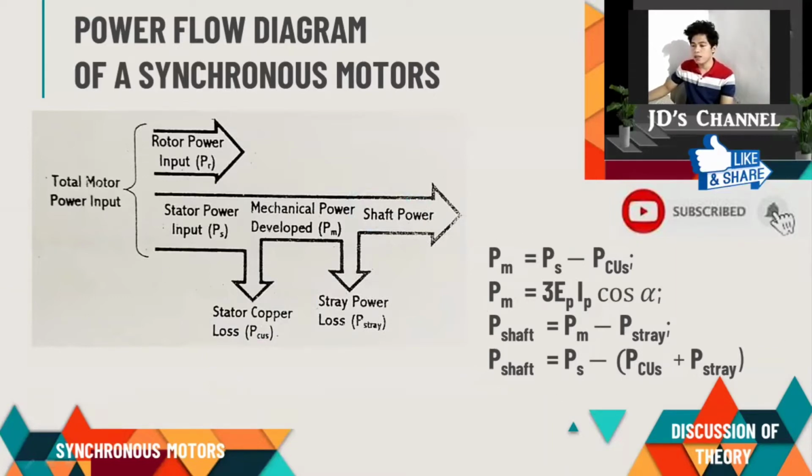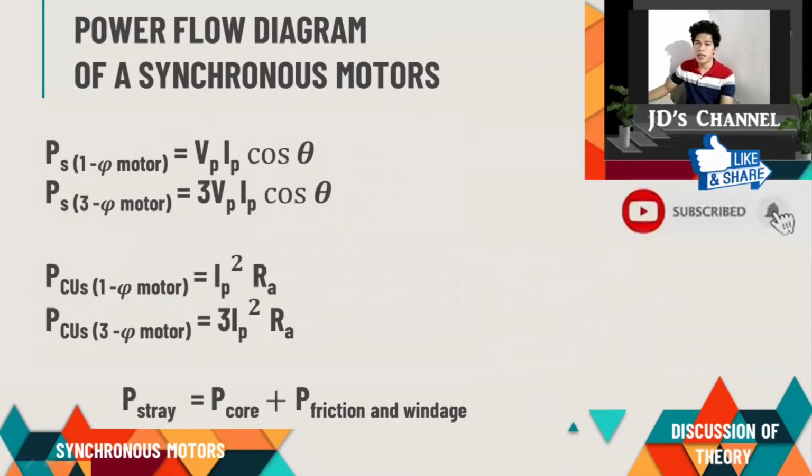So the next one is ito naman yung ating mga formula ng PS kapag siya ay a single phase motor. Tapos meron din naman tayo pagka 3-phase motor. So kapag single phase, we have the E-phase, I-phase, and yung ating cosine theta or the power factor. And pag 3-phase naman, so 3 times E-phase, I-phase, cosine theta or yung ating PF. Ito yung mga working formula natin na magagamit kapag tayo ay nagsosolve ng problem.